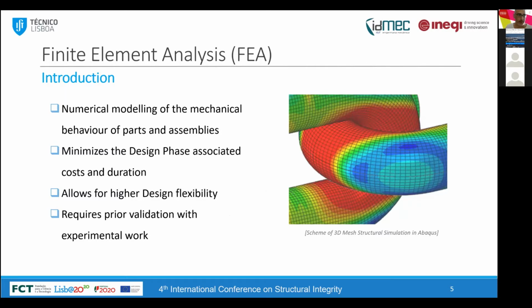And in this case, we are using the finite element analysis method to perform our numerical simulations. The finite element analysis technique is a numerical modeling technique of mechanical behaviors of parts and assemblies. It minimizes the design phase and also reduces the costs and duration time associated with this task. It allows for higher design flexibility, and of course requires prior validation with the experimental work. And this is exactly what we are showing here, the validation of our numerical model, comparing it to the experimental results.